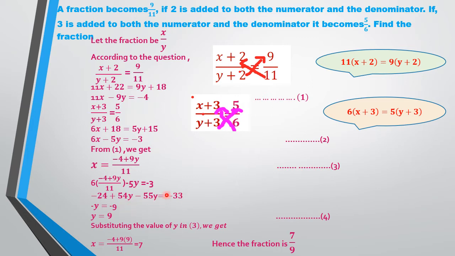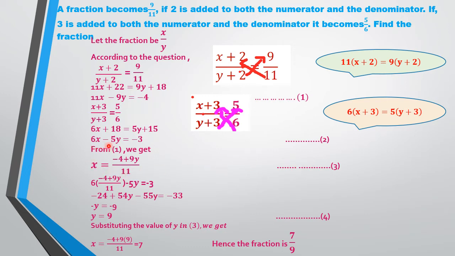Now again grouping the like terms together, we get 54y minus 55y is equal to minus y. And you bring this 24 to RHS, you get minus 33 plus 24. That is minus 9. Hence we get the value of y is equal to 9. Now we have to substitute this value of y in equation 3. Here is the equation 3. We will substitute its value.